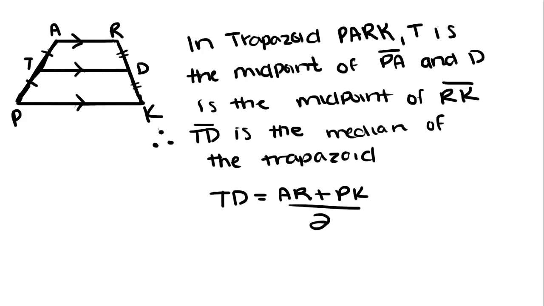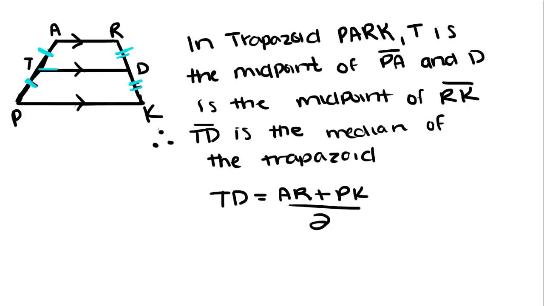So in trapezoid PARK, T is the midpoint of PA, so that means T divides PA into two equal parts. And D is the midpoint of RK. So that means those are congruent. Therefore, TD, this segment right here, is the median of the trapezoid.